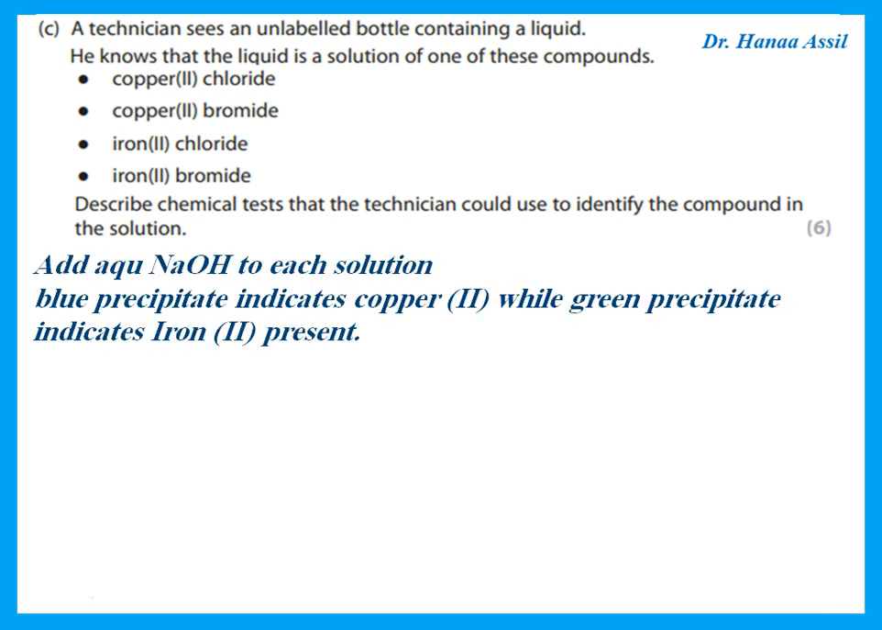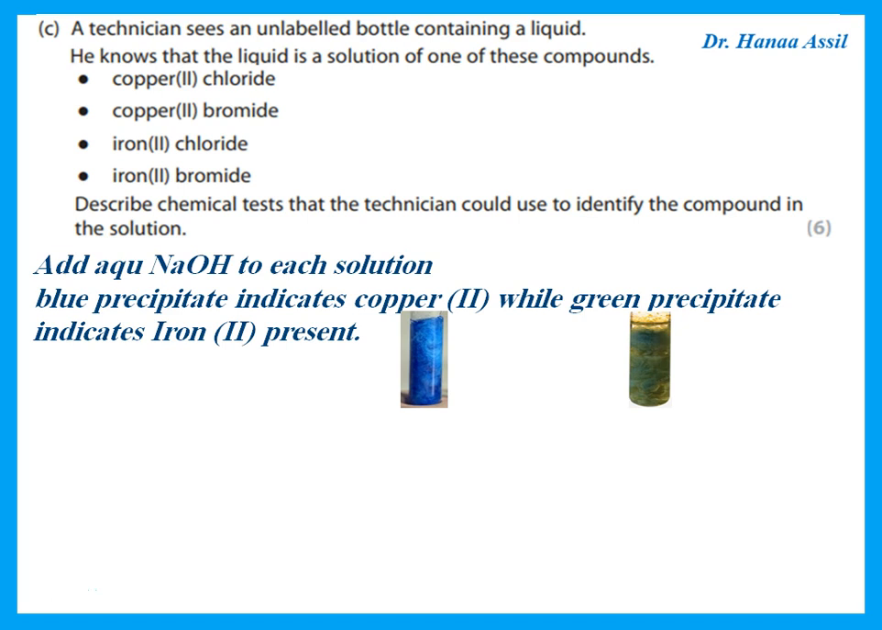Well, we can use sodium hydroxide solution. So I can tell him add sodium hydroxide solution to each of these. If I have blue precipitate, that will indicate that I have copper 2. If I get a green precipitate, that indicates that we have iron 2.